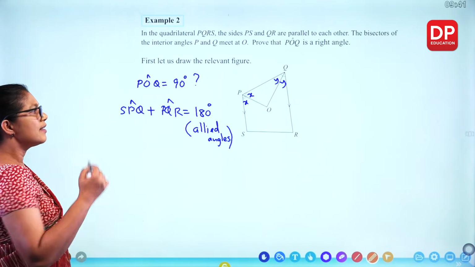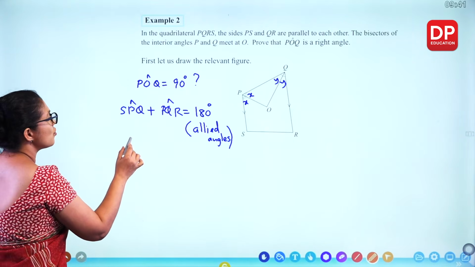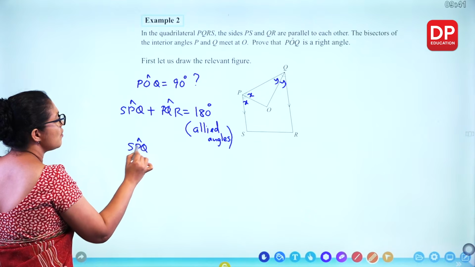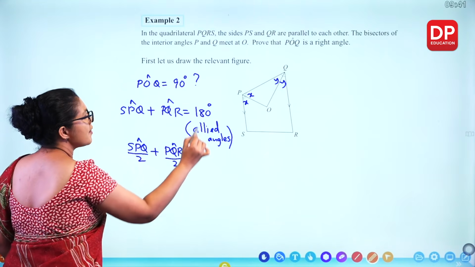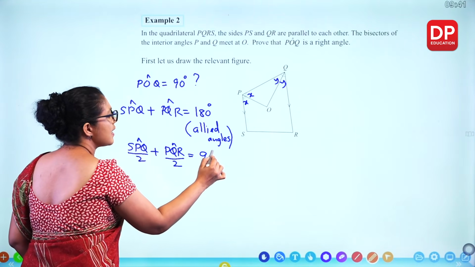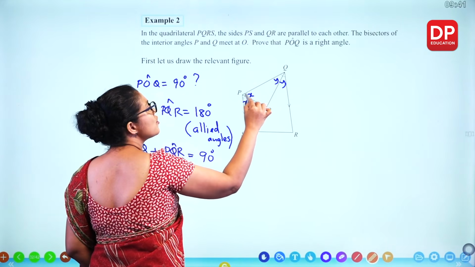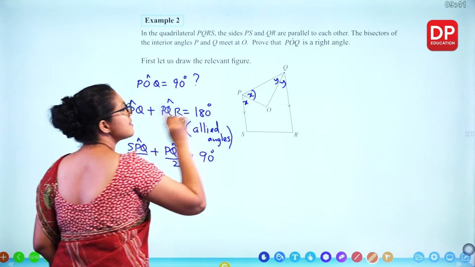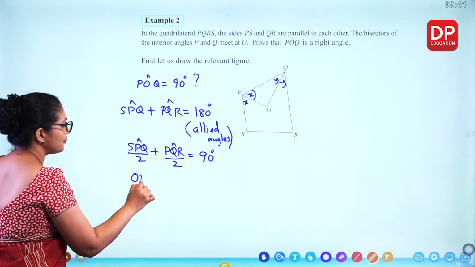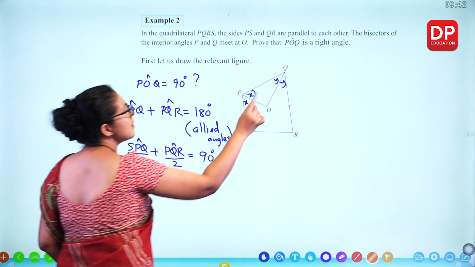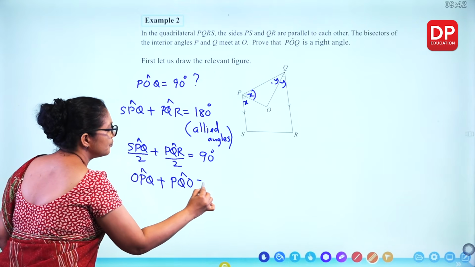So here I want to divide the whole equation by 2. So SPQ divided by 2 plus PQR divided by 2, 180 divided by 2, I get 90 degrees. So here what is this angle? So divide by 2, I can write this inside angle. This is the inside angle. So I can write OPQ plus this angle I can write PQO. That's equal to 90.